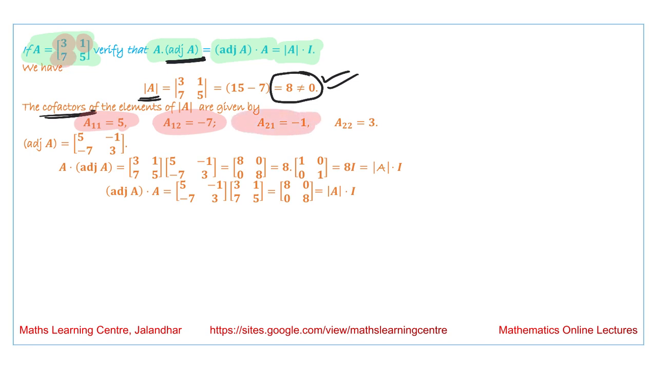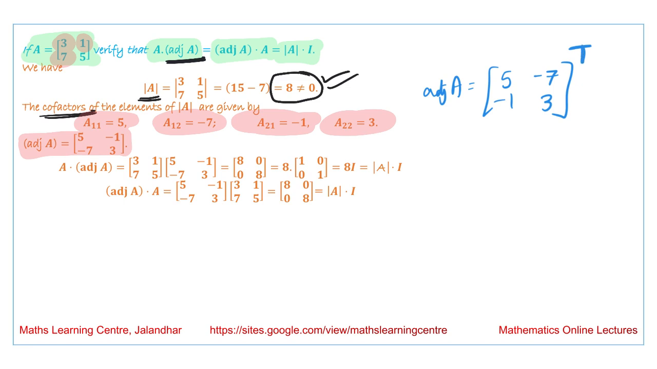Corresponding to 7, it is -1, and corresponding to 5, it is 3. So the adjoint of A we have obtained in this form. It is important, and I am again mentioning that when we are writing the adjoint of A, we are writing 5, -7, -1, 3, and its transpose over here. So we are getting the answer in this form. This is the adjoint of A.